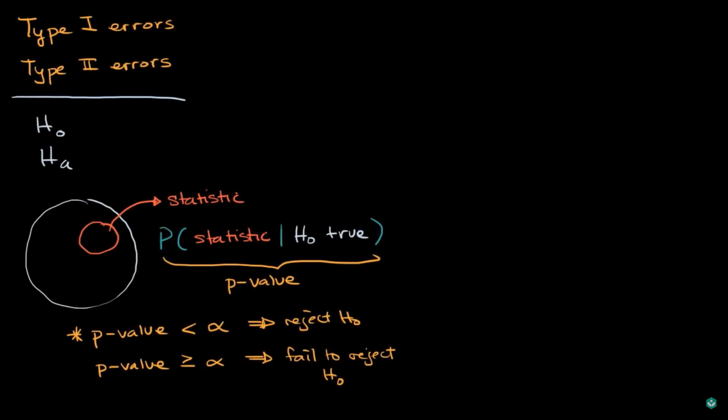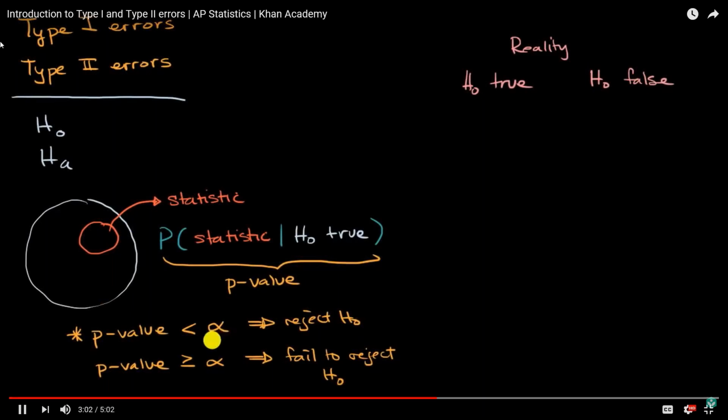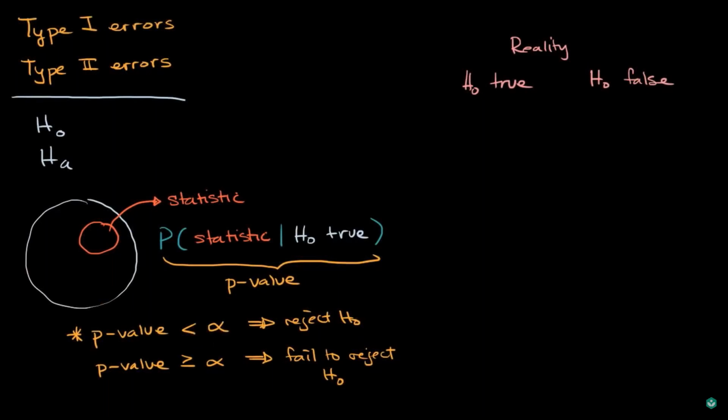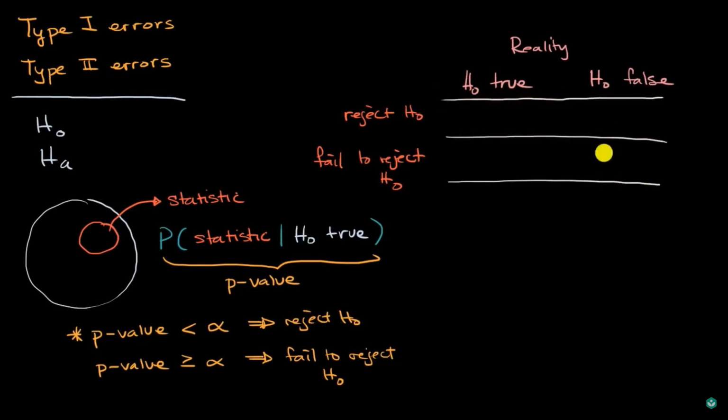Let's make a grid to make this clear. So there's the reality. Let me put reality up here. So the reality is there's two possible scenarios in reality. One is that the null hypothesis is true, and the other is that the null hypothesis is false. And then based on our significance test, there's two things that we might do. We might reject the null hypothesis, or we might fail to reject the null hypothesis. And so let's put a little grid here to think about the different combinations, the different scenarios here.